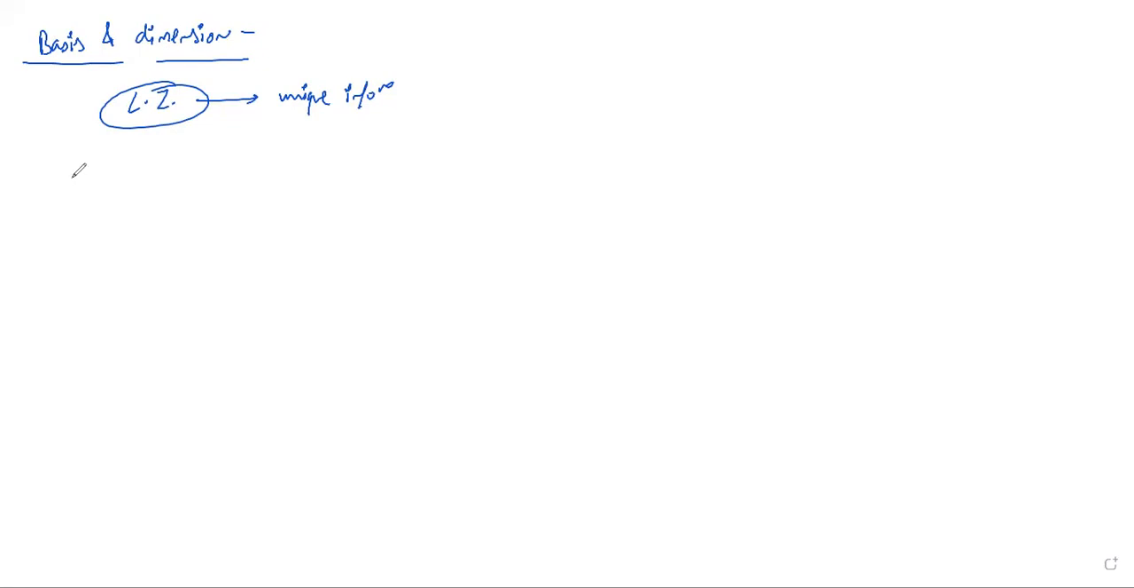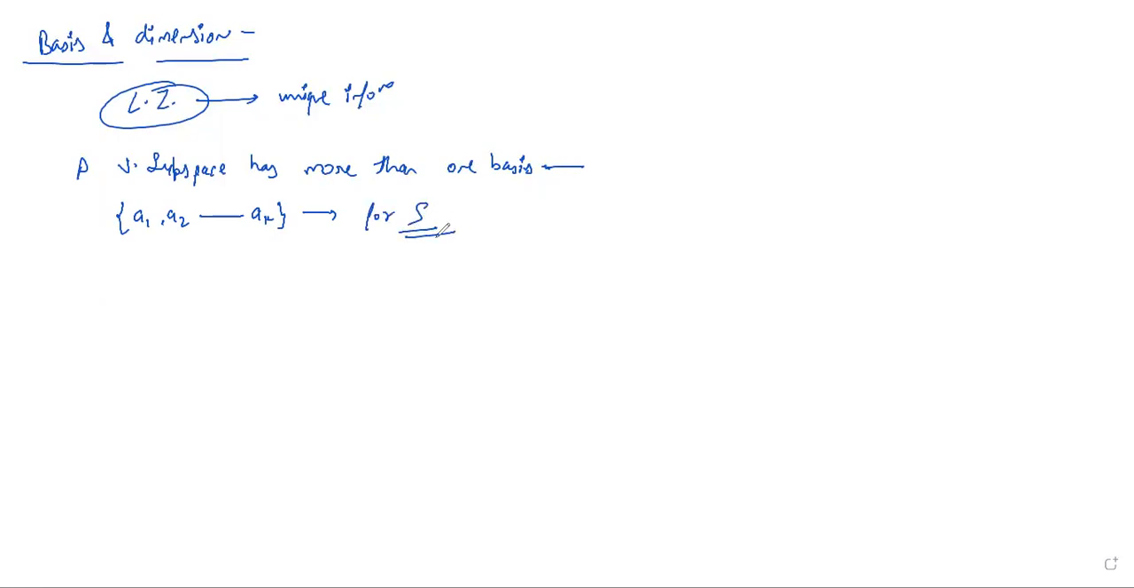a vector subspace has more than one basis. Let's see how. Suppose I have a set of basis vectors, let's say a1, a2 to ak. These are my basis vectors for the subspace S.